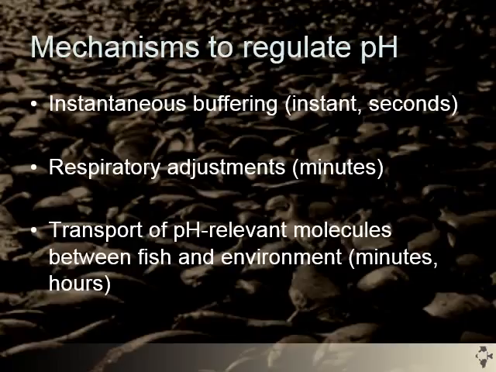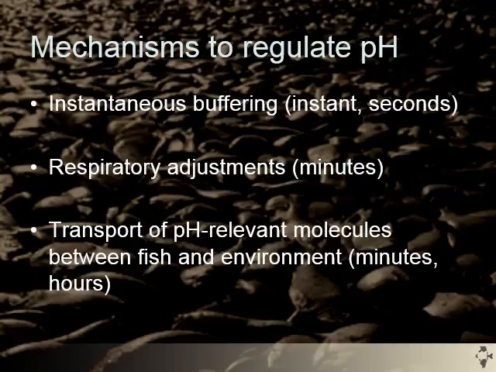Now, the second phase includes respiratory adjustments. These occur over a somewhat longer period of time, maybe minutes, maybe as long as hours, but in most cases just minutes. This is where the fish is going to increase or decrease its ventilation rate to change the ability to excrete CO2 that's produced as a result of aerobic respiration at the gill. The third phase is the import or export of acid-base relevant molecules to or from the environment. Now this takes a lot more time. This occurs over a period of minutes to hours, and this is of course related to the respiratory adjustments.